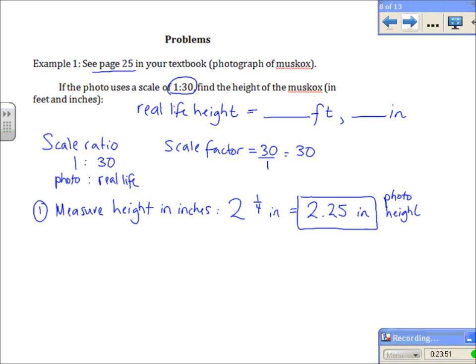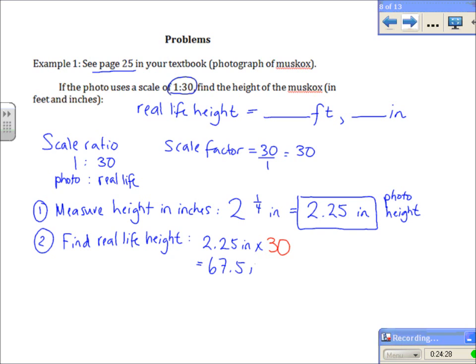In real life, I know this muskox is 30 times bigger than what I measure in my photo. Okay, so the next thing I'm going to do is find the real height, or we'll call it the real life height. Okay, so I take that 2.25 inches, and I'm going to multiply it by my scale factor, which is 30. Okay, 30 times 2.25 equals 67.5 inches. Okay, that is my real life height.